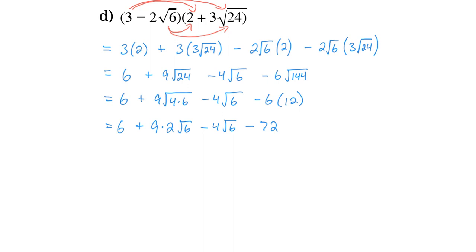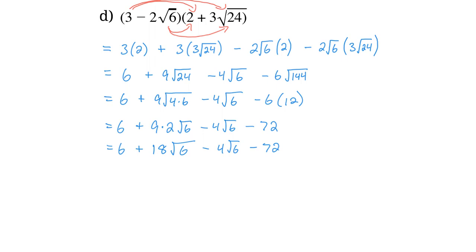And if we keep going, 6 is going to stay the same. This 9 multiplied by 2 here, we can multiply those whole numbers, and that's just going to be 18 root 6. This minus 4 root 6 we're not going to change, and then we're also not going to change this minus 72.